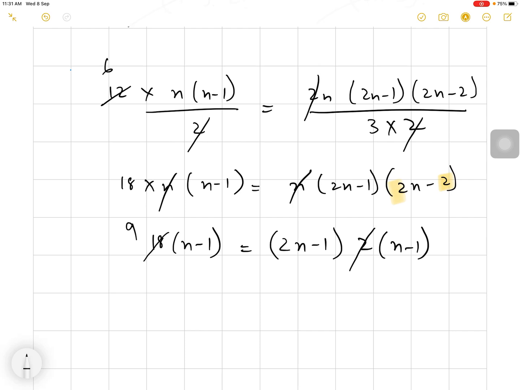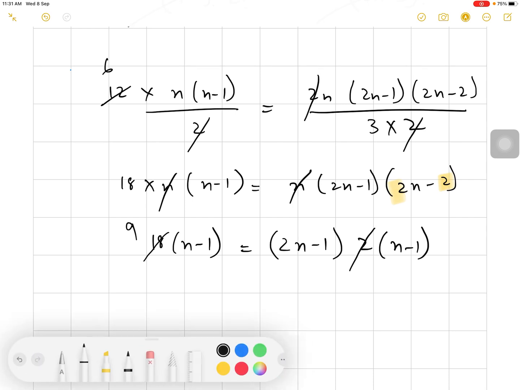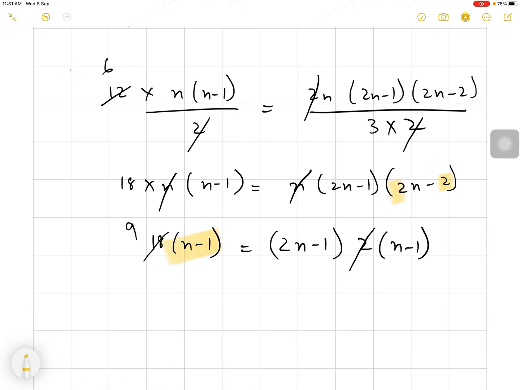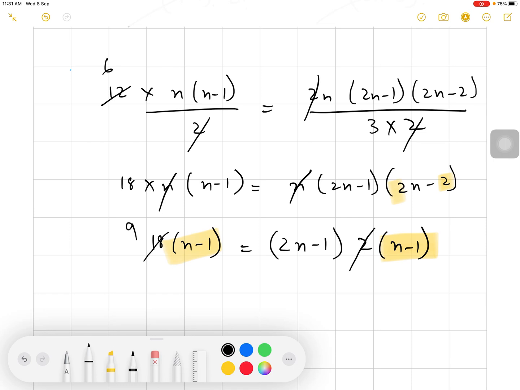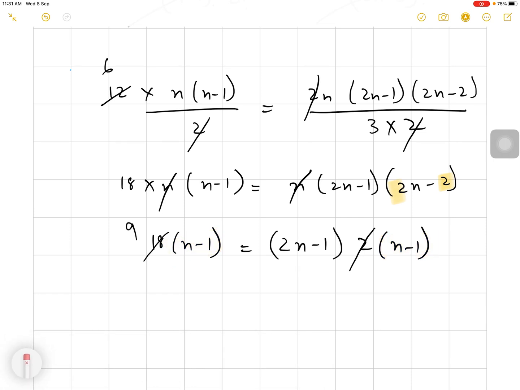Yeah, I'll write this again. And one more thing, this n minus 1 and n minus 1, that also I can cancel, right? So n minus 1 I can cancel. So what is remaining is 9 is equal to 2n minus 1.